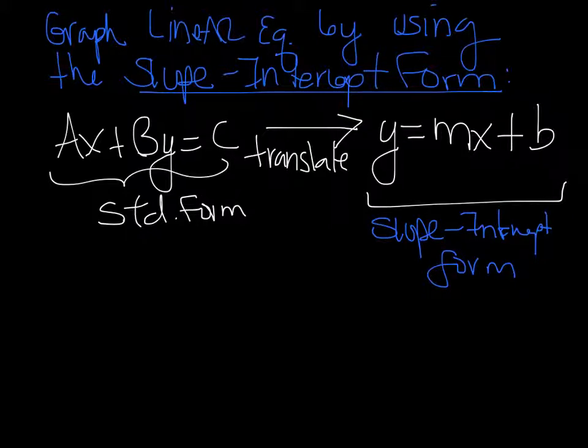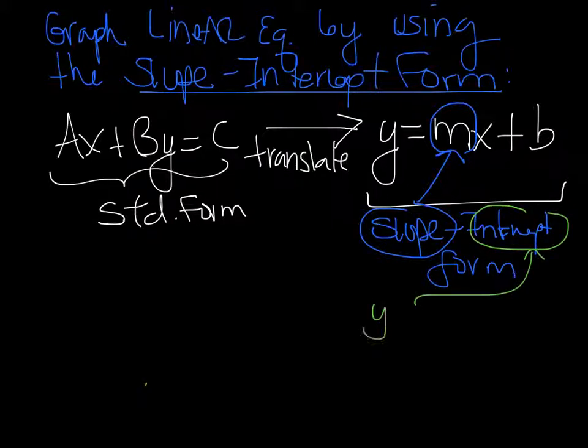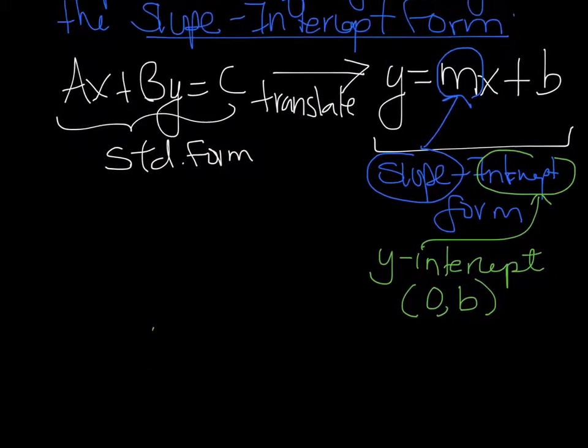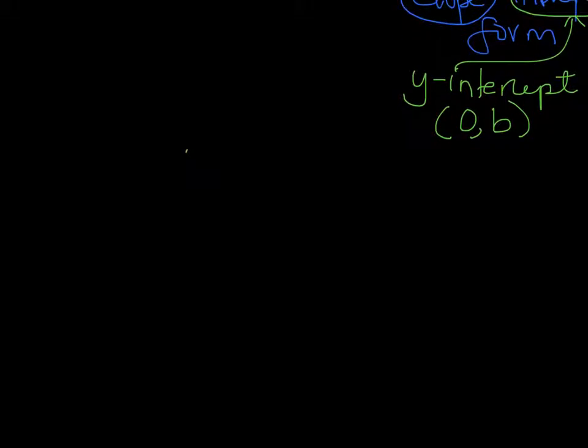And it's called the slope intercept form because it has a slope, right? It's right there, whatever m is. And intercept, well, which intercept? It's actually the y-intercept that they're talking about. And that y-intercept is (0, b), whatever b is. So this is a quick way to graph lines, especially if it looks like y equals mx plus b. So let me quickly show you how this works.